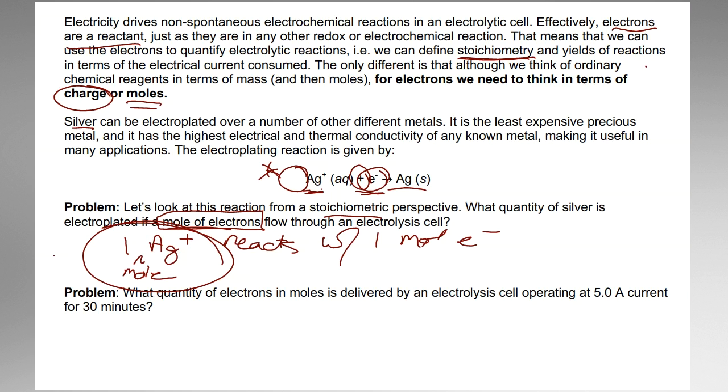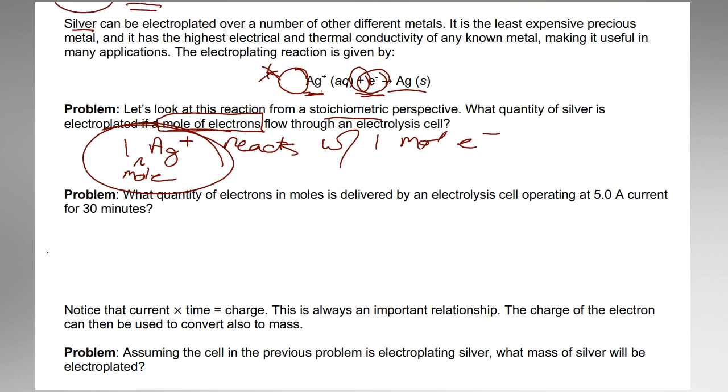Once you've understood that, all these problems become simple because they're really just stoichiometry problems, just like the other kinds that you've been solving earlier in the class. So let's look at a specific problem then. What quantity of electrons in moles is delivered by an electrolysis cell operating at a 5 amp current for 30 minutes? This question doesn't rely on the chemical reaction at all.